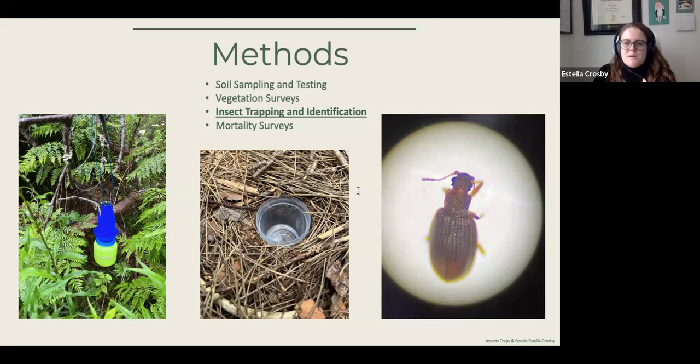When the pollinator traps were hung out, the lids were removed from the pitfall traps and they were both left out for 48 hours. Then they were collected and the insects were stored in 70% ethanol and brought back to the lab here at Waterloo, where I identified them to ideally family.